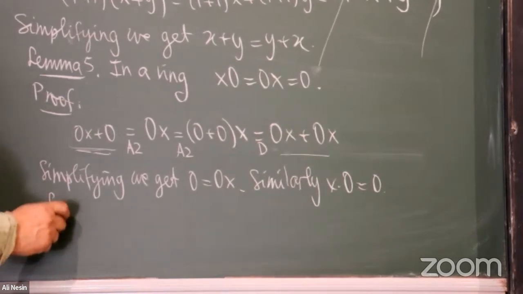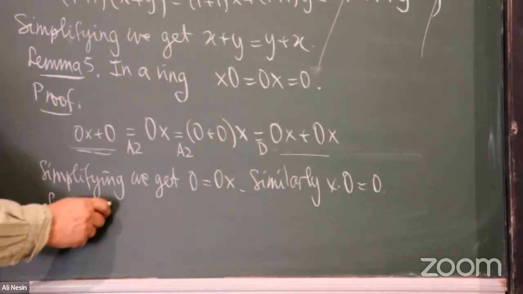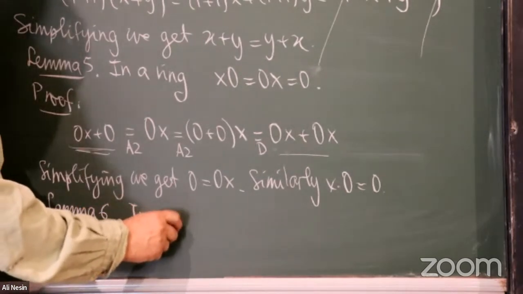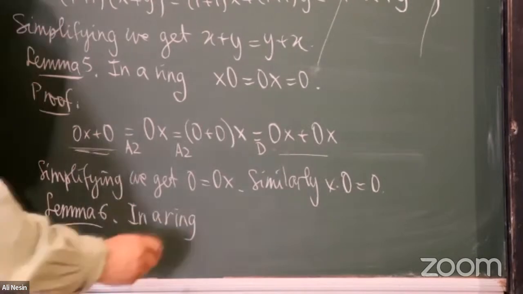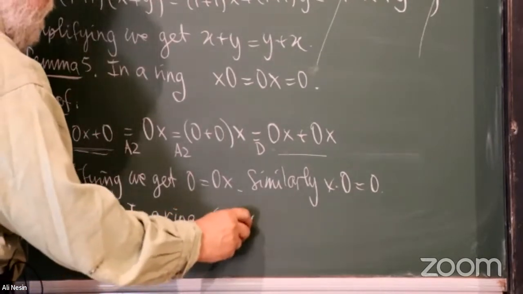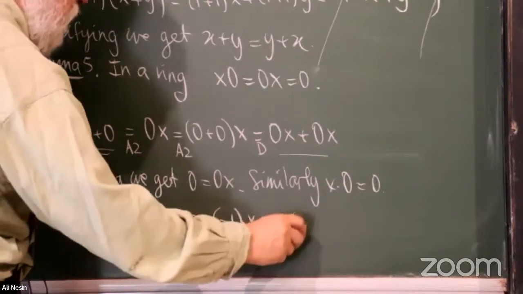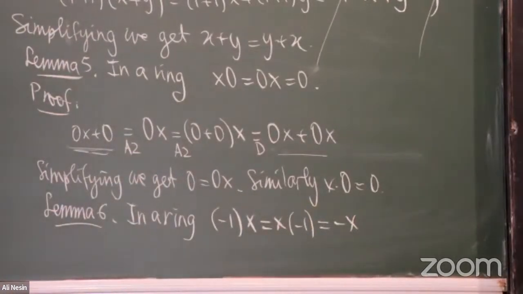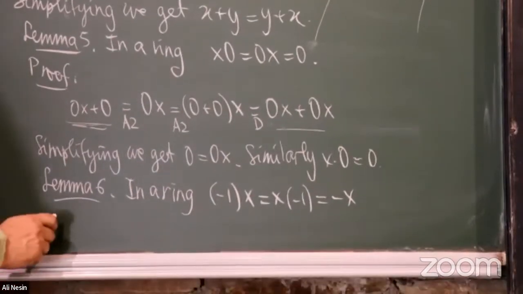Lemma 6. In a ring, minus 1 times x is equal to x times minus 1, which equals minus x. How do you prove this? Again, one line. Proof.